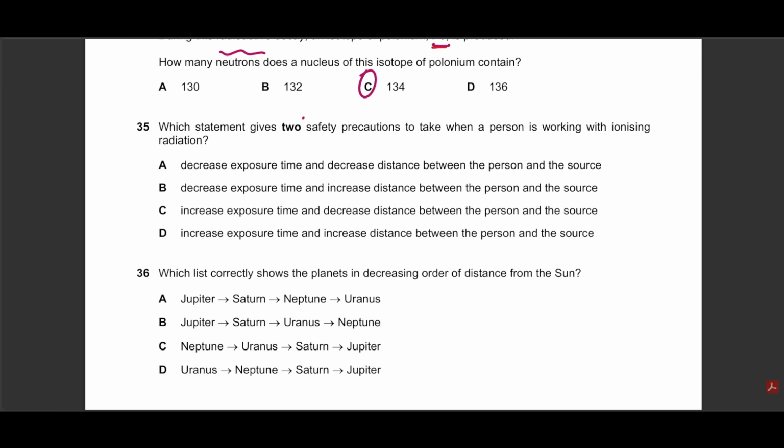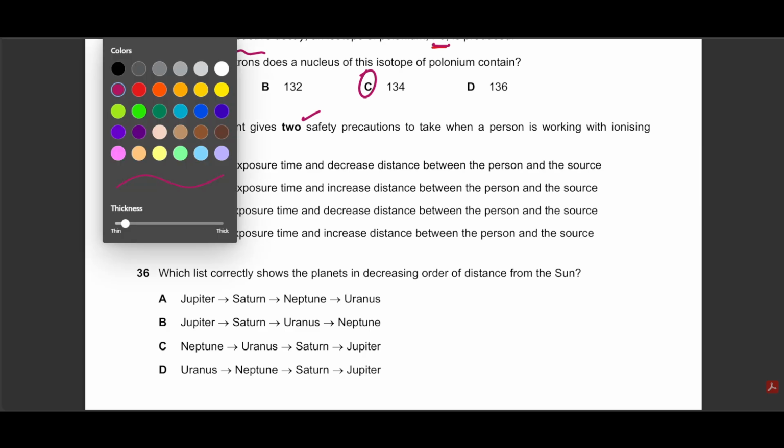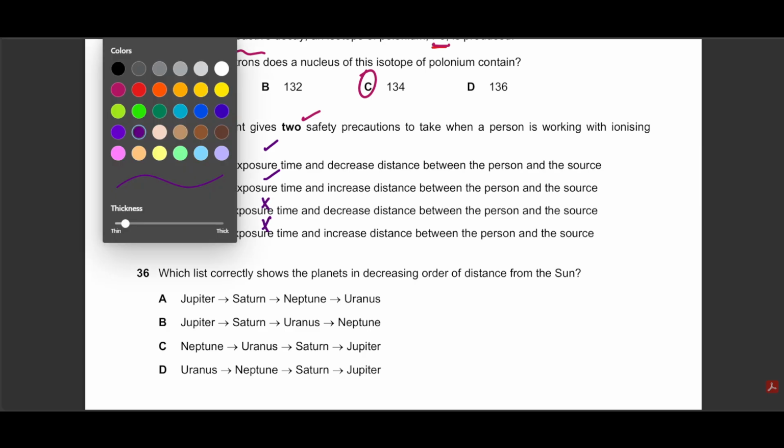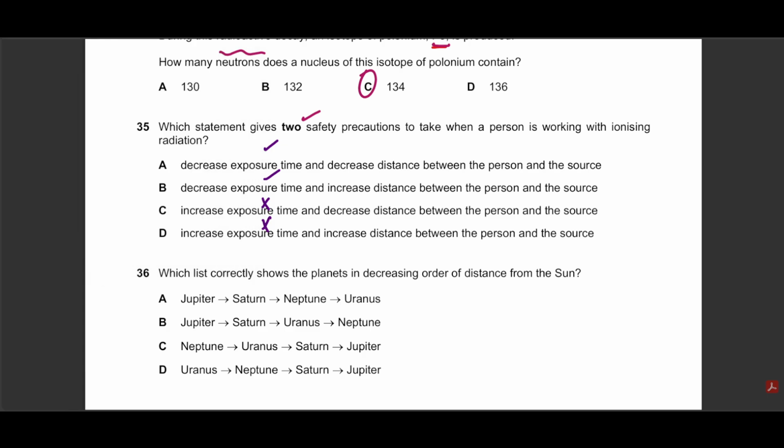Which statement gives 2 safety precautions to take when a person is working with ionizing radiation? Okay, so decrease the exposure time. Yes, that's a good idea, this is what we wanted to do. We don't want to increase the exposure time. We want to stay away from the sources as much as possible. In terms of distance, decrease the distance, not really. We want to stay away from them. We increase the distance between the person and the source. So option B seems to be the right answer.